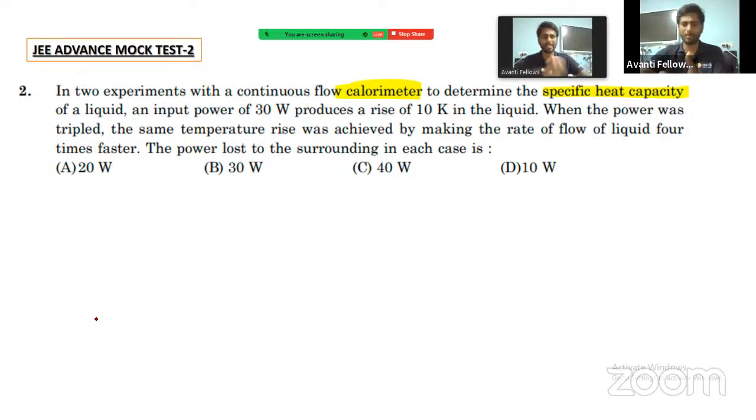Suppose this is a 1 kg substance. Its initial temperature is 27 degrees Celsius. To raise the temperature from 27 to 28 degrees Celsius, that is a 1 degree rise, the amount of heat you must provide to this 1 kg mass is called the specific heat capacity. To calculate the specific heat capacity we have a formula. S is equal to the amount of heat required to raise the temperature, Q divided by M into delta T.